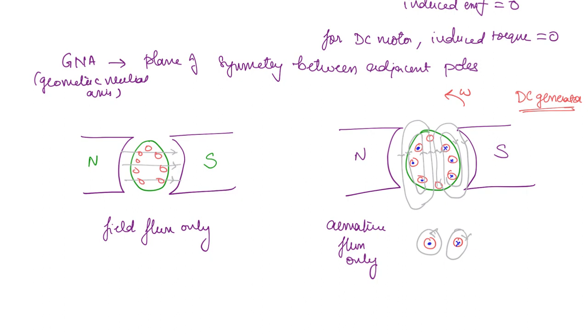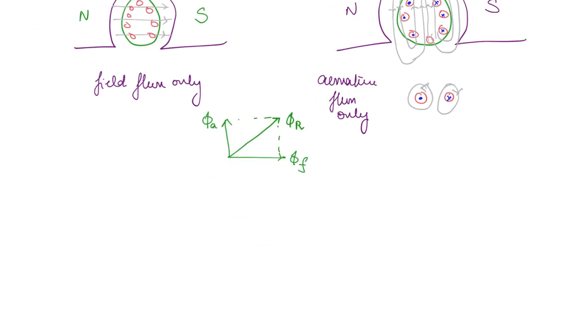Okay, if you draw the vector, then this is the field flux phi f and this is the armature flux phi a. Then what will be the resultant flux? It will be the vector addition. So this is going to be phi r. Okay, so if you draw the core, the flux you're going to get is something like this. It is going to be slightly tilted. Now because of this, what is going to happen? The magnetic neutral axis is going to change.